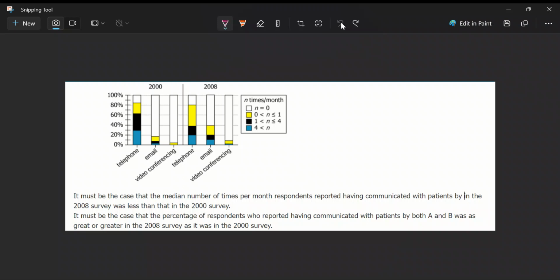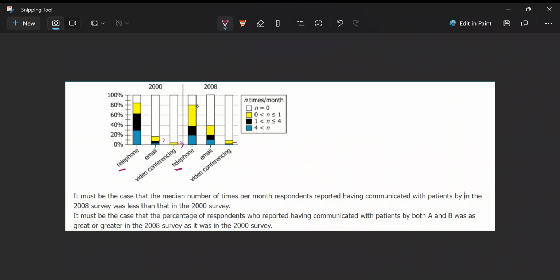So if you look at video conferencing, the middle part is a yellow portion which tells us it has been used 0 to 1 times, and similarly in 2000 also it is the yellow portion. So in both the years it is equal, whereas we are looking for what is lesser in 2008 as compared to 2000. Next, when we look at email, it is 40%, so the median will be at 20%, and the median is between 0 to 1 and 1 to 4. Whereas in the 2000 survey, it is at 10% and it is at the yellow portion. So in this case, the number of times per month in 2008 is more as compared to 2000. So naturally the answer has to be telephone, but let's have a look at it.